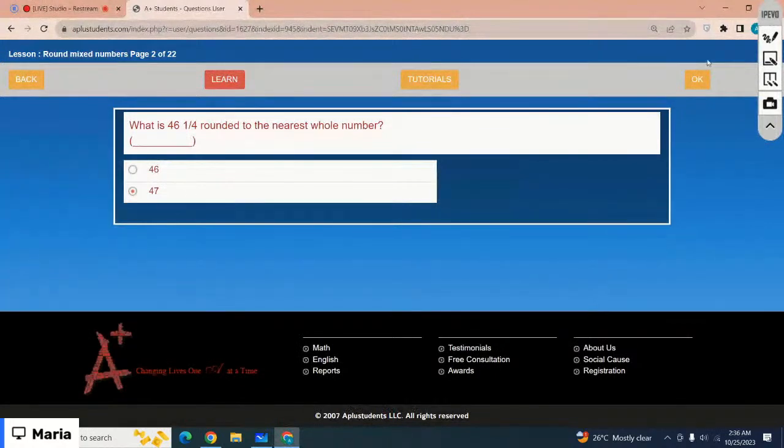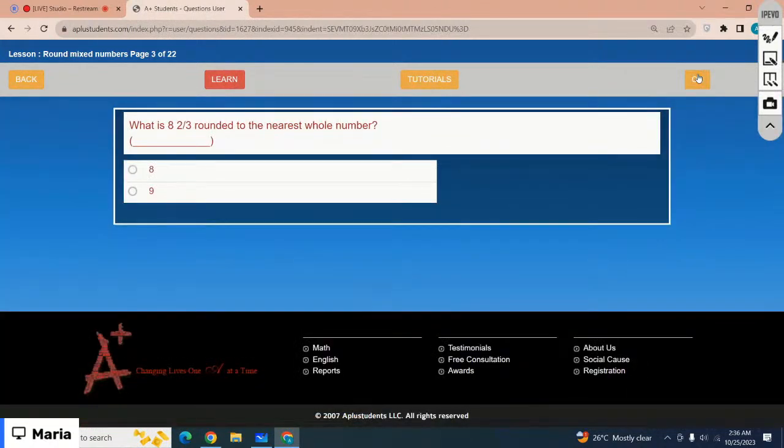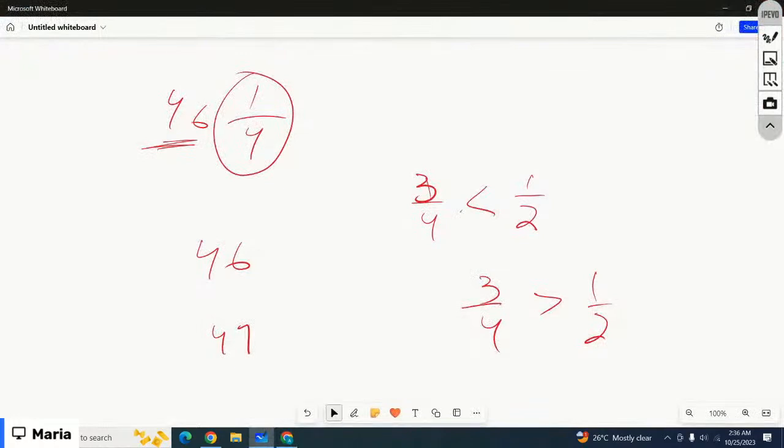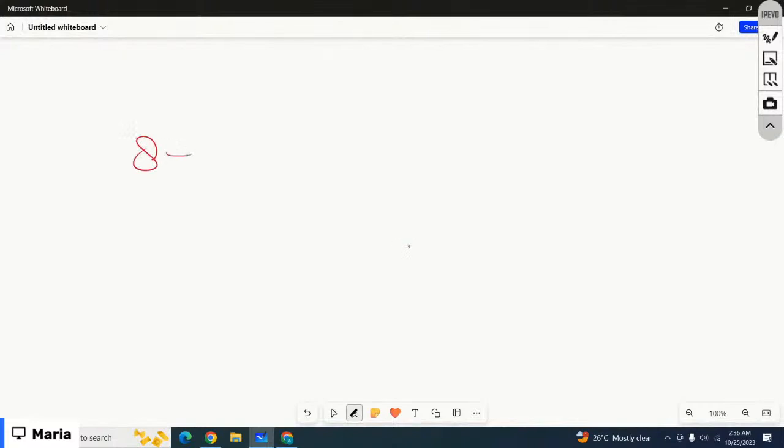Okay, the next one is, it would be rounded to 46. That is one. Okay, 8 whole 2 over 3 rounded to the nearest whole number. Just look at this, 8 whole 2 over 3. So 2 over 3, you have to compare it to 1 over 2. So 2 over 3 is greater than 1 over 2, right? Because it is greater, it would be rounded to the next whole number. So 8 whole 2 over 3 is rounded off to 9.